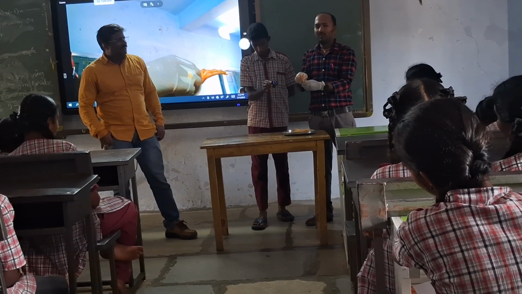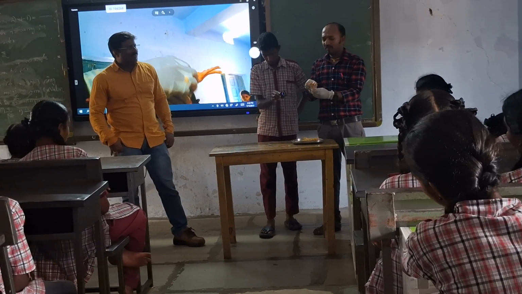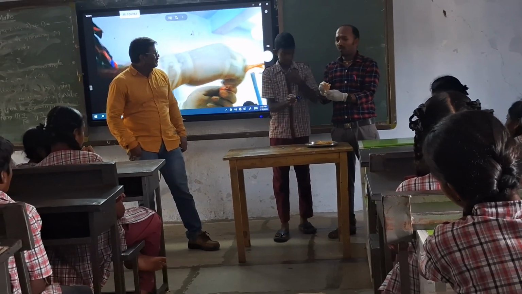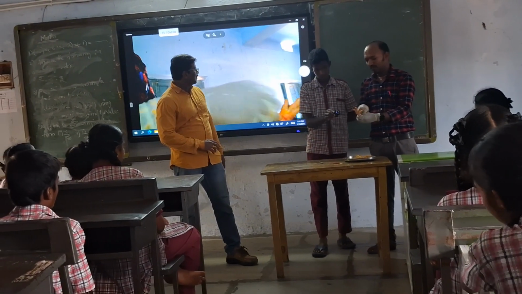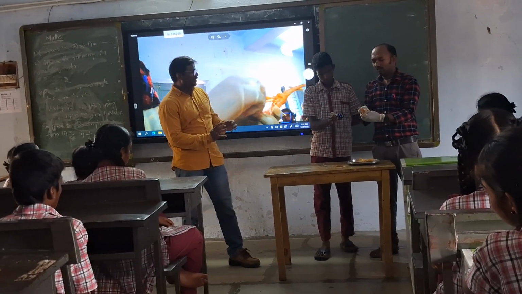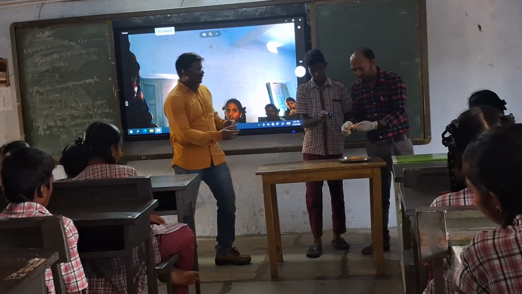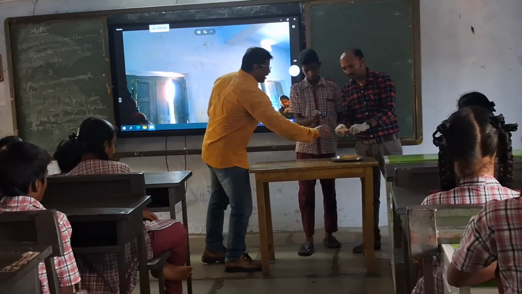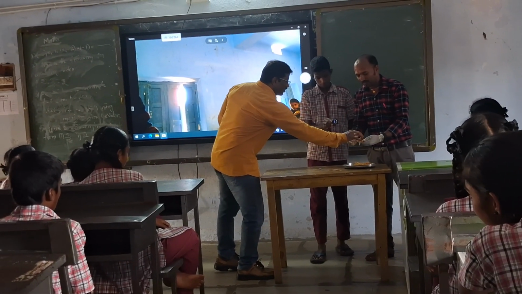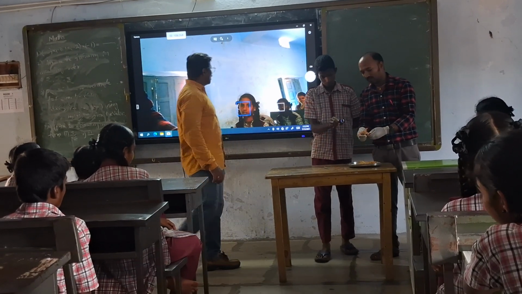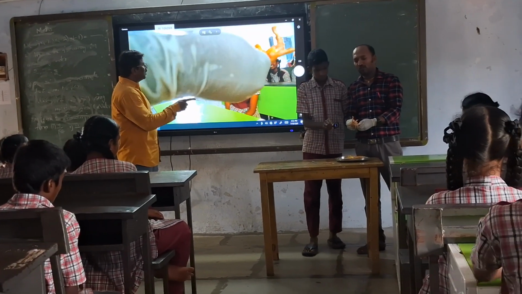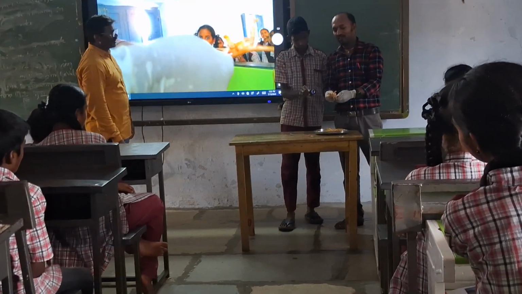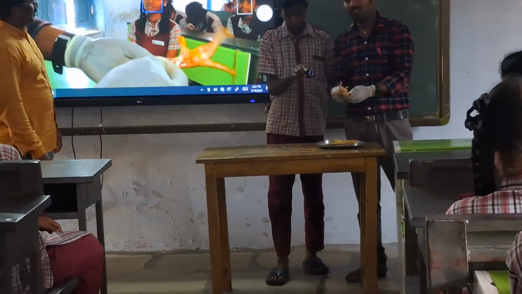There are individual tendons for each finger. With that tendon we can move all fingers at a time. And with the help of another tendon only this finger is moving. Right? The middle finger is moving.